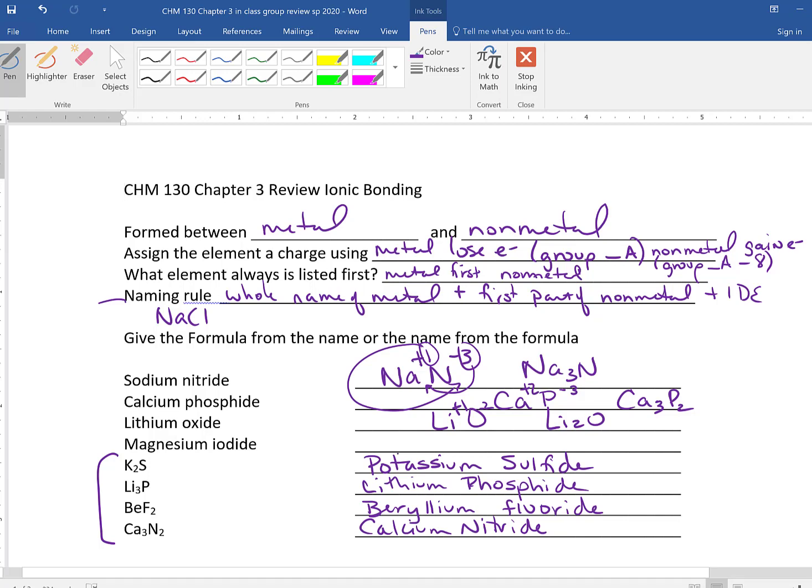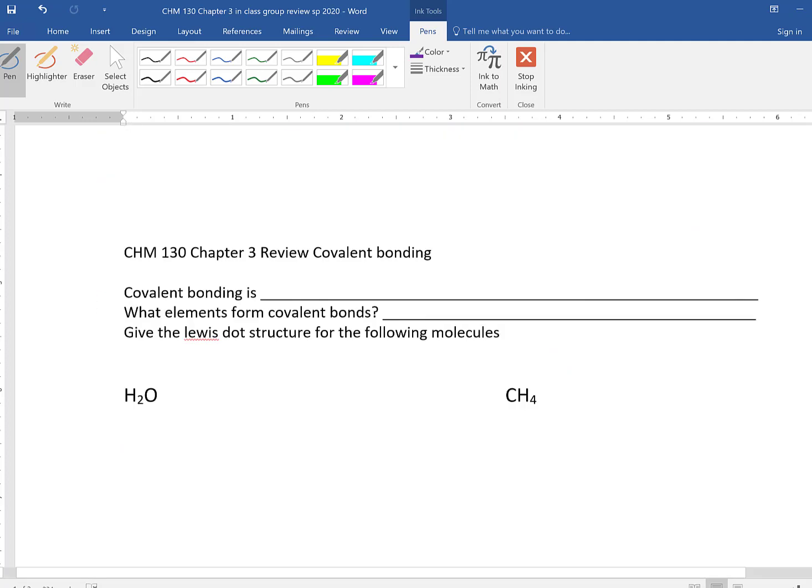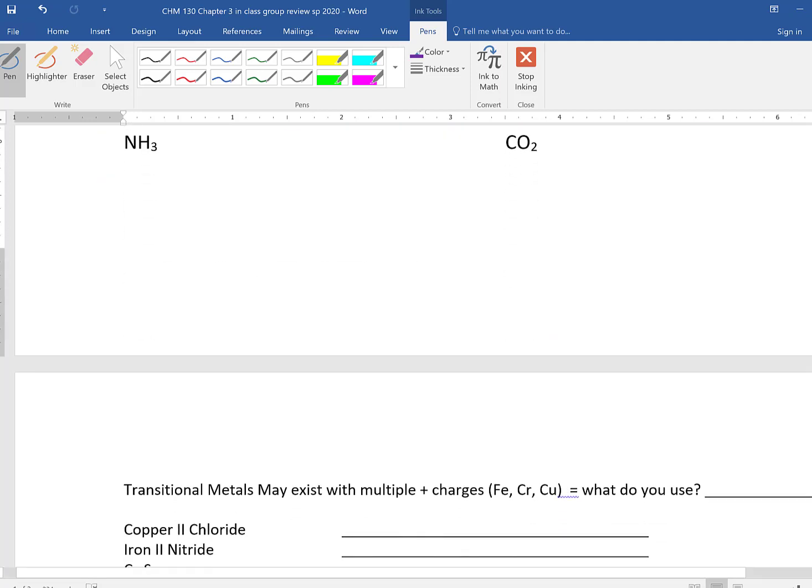Magnesium iodide. Magnesium's a plus 2. It's in group 2. Iodine is in group 7, so it's a minus 1. So it's MgI2. Charge on the metal tells you the number of nonmetals and vice versa. Not horrible. We'll keep doing these ones, but I'll post this as well, so you can go back and look at it.